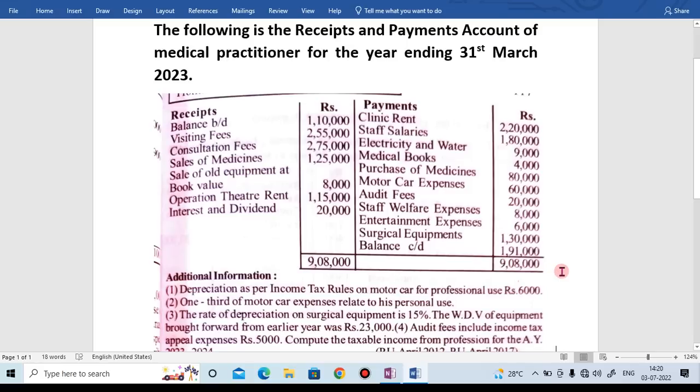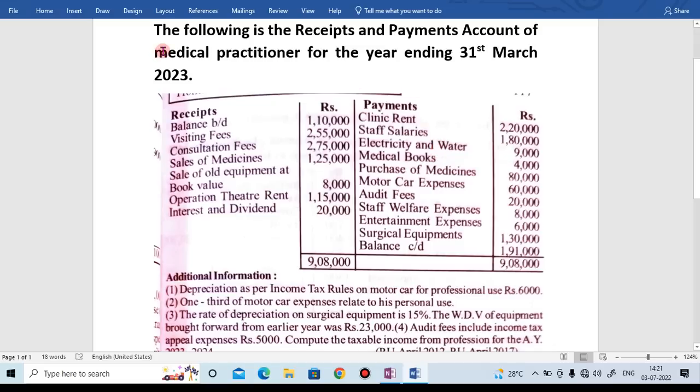Now see, in my last lecture I have told you how to identify whether this example is of income from business or income from profession. If in the problem a profit and loss account or income and expenditure account is given, that means we have to compute the income from business. And if in the problem receipts and payments are given, then we have to compute income from profession. So this example is of a receipts and payments account. That means we have to compute the taxable income of profession.